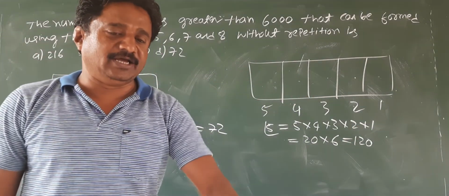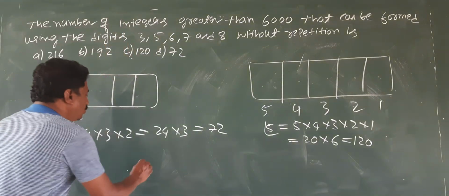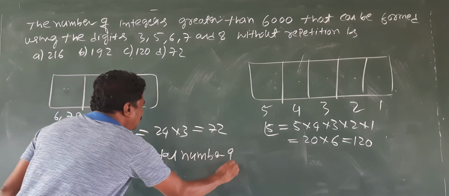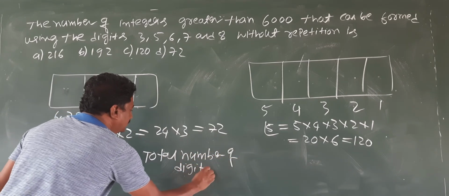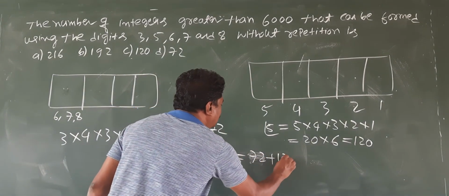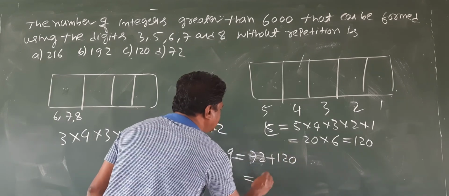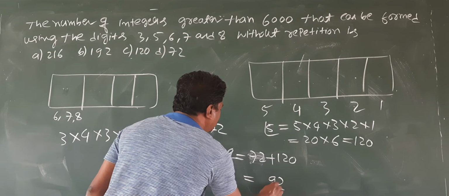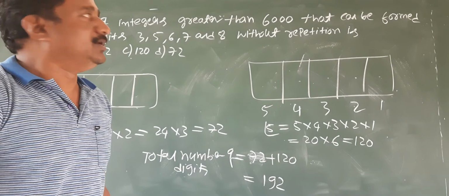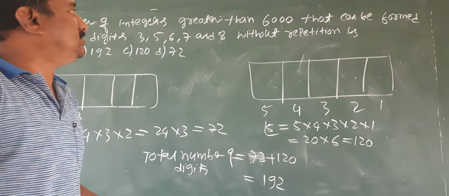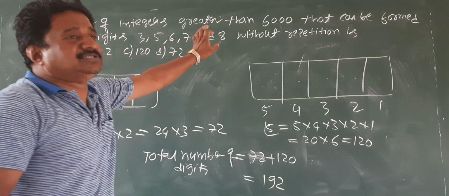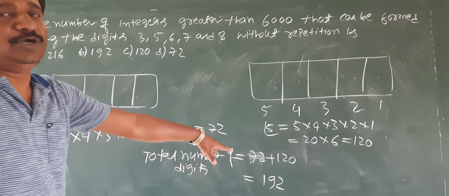Now let's go for finding the total number. So the total is 72 plus 120, which is 192. So the total numbers greater than 6000 that can be formed using these 5 digits is 192.